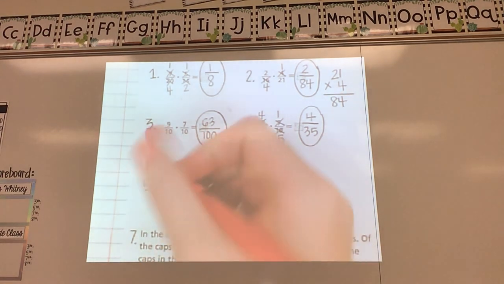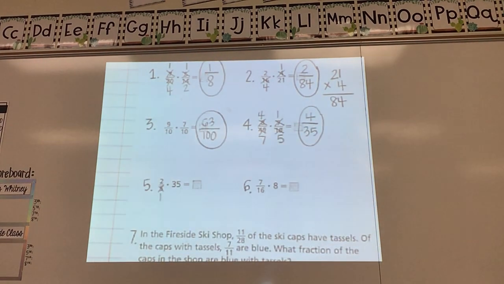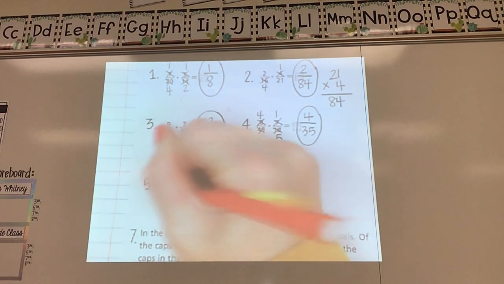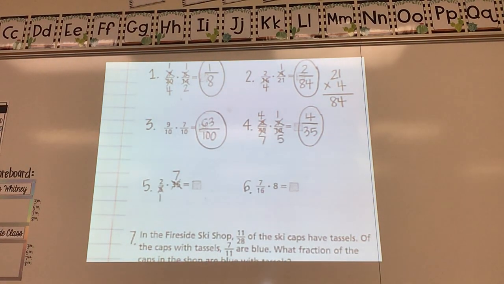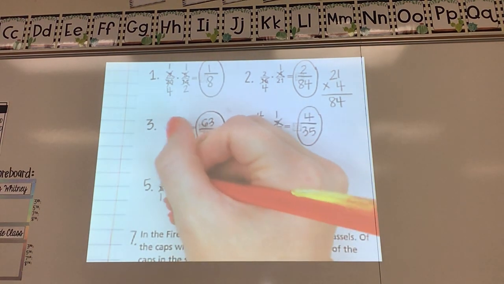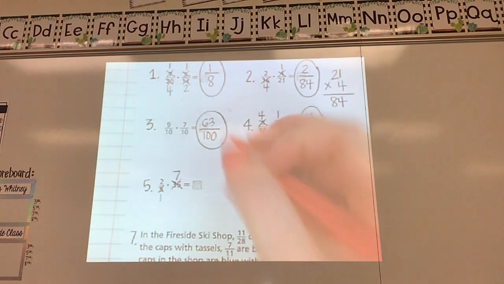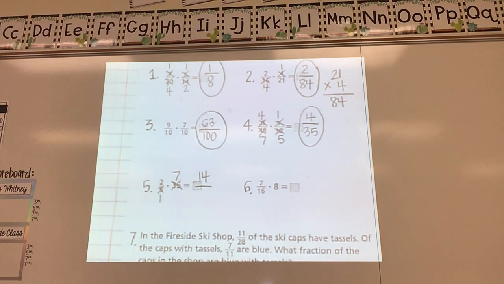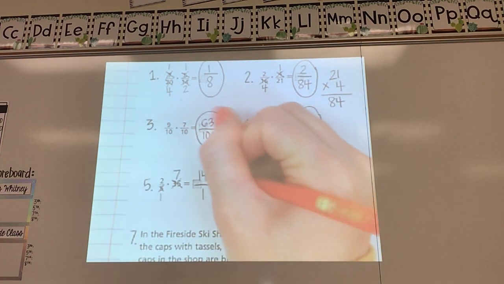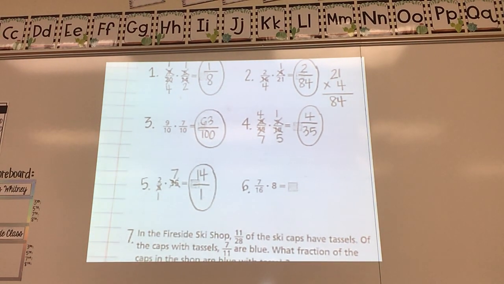5. How many 5s will go into 5? 1. So cross that out, change it to a 1. How many 5s will go into 35? 7. Now I can multiply. Remember, when we have big numbers and fractions, we do big number times the top, bottom number stays the same. So what is 7 times 2? 14. Bottom number stays the same, so it's going to be a 1. We'll leave it like that for now. 14 over 1. 14 ones.